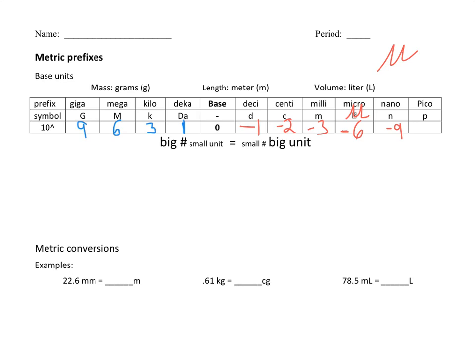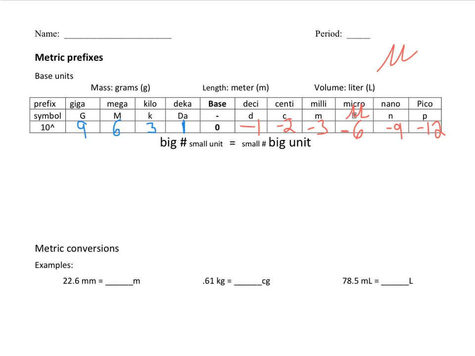A lot of atomic radii. So the radius of an atom is usually measured in nanometers or picometers. Pico is negative 12. Okay, so how do we use these prefixes?